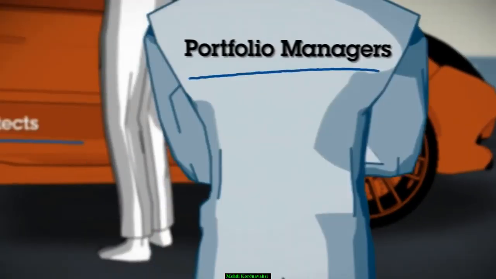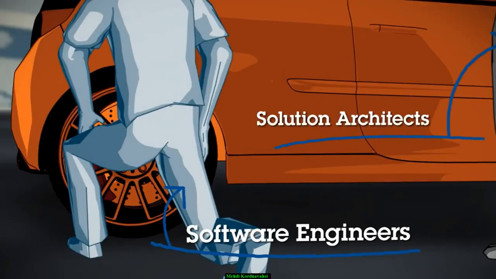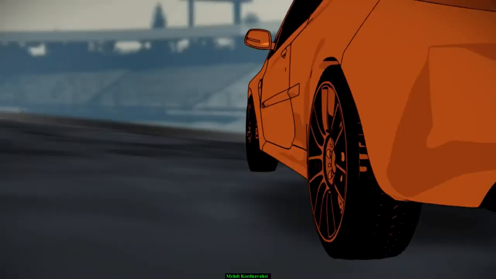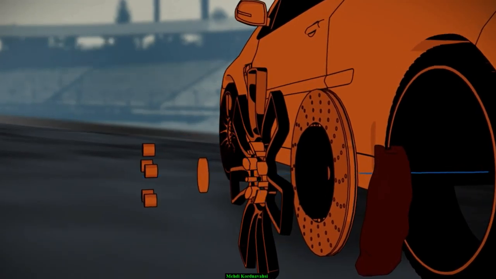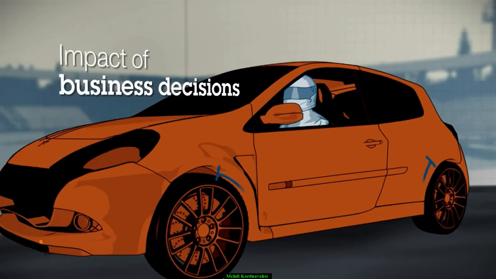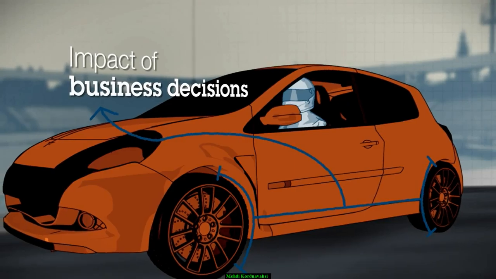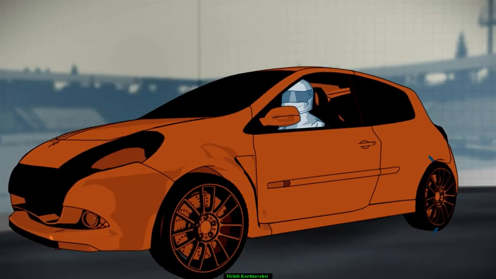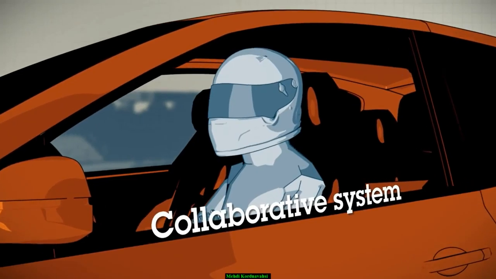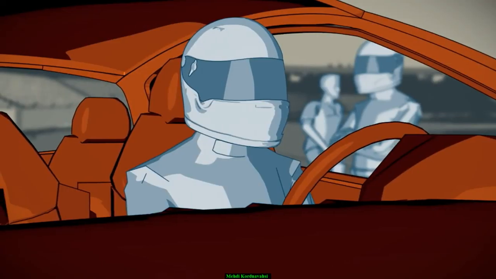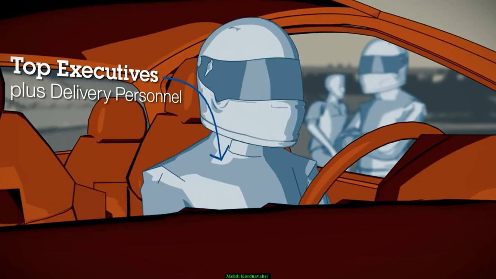Consider the portfolio managers, solution architects, and software engineers on your own team. While they understand technical intricacies on a localized level, they may not be aware of the overall scope and impact of proposed business decisions and enterprise-level architectural changes. To drive forward, you need to put a collaborative system in place that unifies the vision of top executives with that of the personnel responsible for delivery.